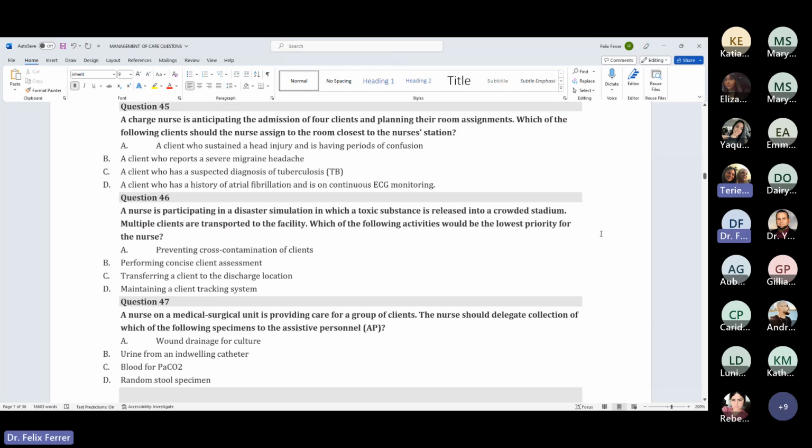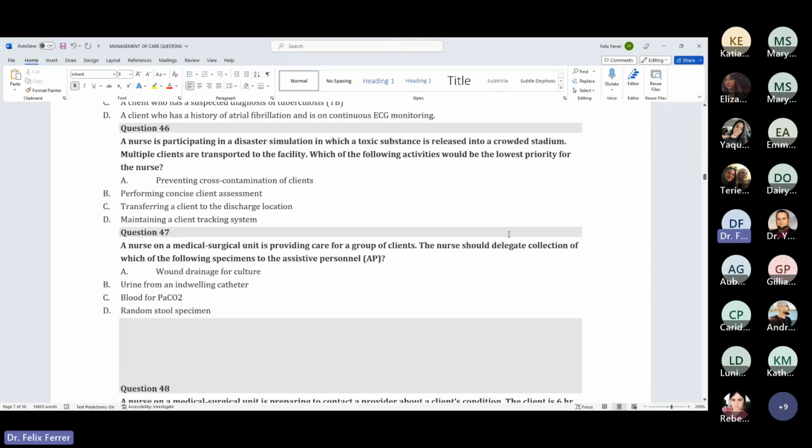45. A charge nurse is anticipating the admission of 4 clients and planning their room assignments. Which of the following clients should the nurse assign to the room closest to the nursing station? A. A client who had a head injury and is having confusion. Right again. All confused patients always need to be close to the nursing station. It's really important. And head injury also carries risk with procedures. This client needs to be close because they need close monitoring, and that's one of the reasons.